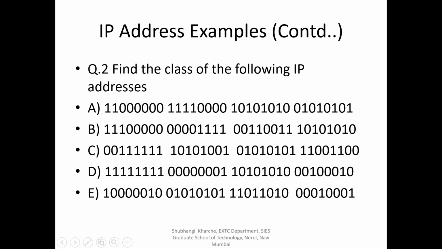The third example has a prefix bit as 0. The IP address belongs to class A. The fourth example has 4 prefix bits as 1111. So this IP address belongs to class E. The fifth IP address example has the prefix bits 10. It belongs to class B.